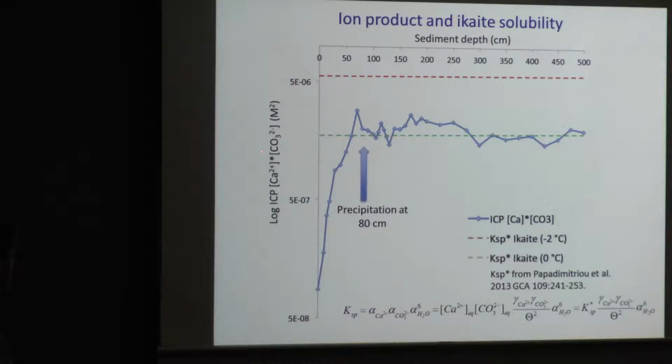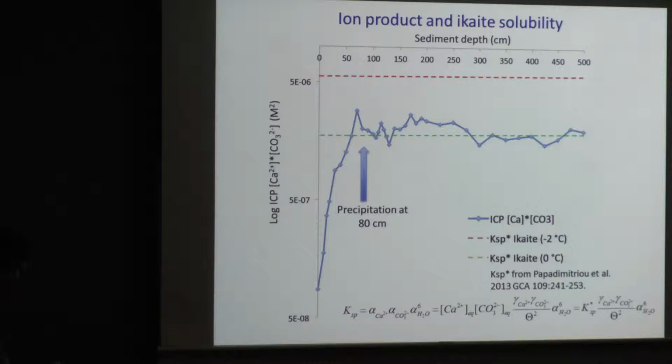Now, given that we're making just an estimate of carbonate concentration, this is certainly within a ballpark value, so we think that this is pretty good evidence that we have active precipitation of ikaite right at the same horizon where all the other geochemical indicators and isotopic evidence suggest anaerobic oxidation of methane is occurring.